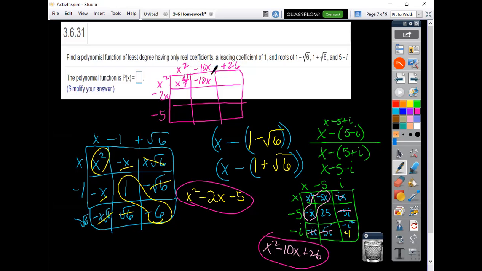Then a minus 10x cubed, a 26x squared, a negative 2x cubed, a 20x squared, and 2 times 26 is 52x, and this would be negative 5x squared, 50x, and oh boy, 26 times 5, I don't know, that'd be like 130, I think.